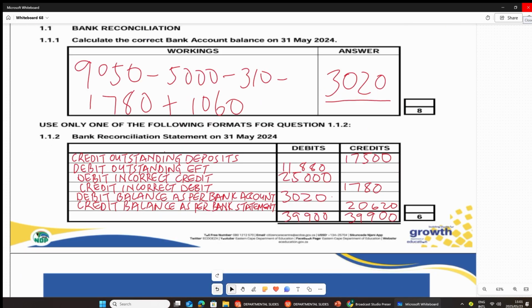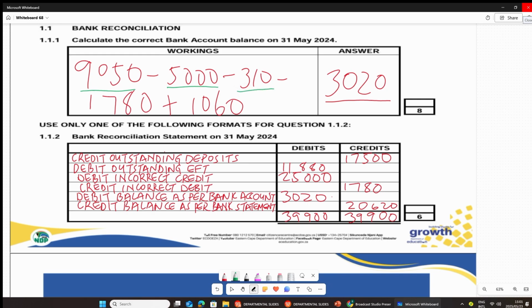Here I've shown you the full calculation. It's completed. You will notice here that 9,050 was the initial amount that was calculated for us that we took into our calculation of our correct bank account balance. Then we had to subtract our 5,000 rand, and that was the amount that was stolen. It was the difference between the 15,000 rand and the 10,000 rand.